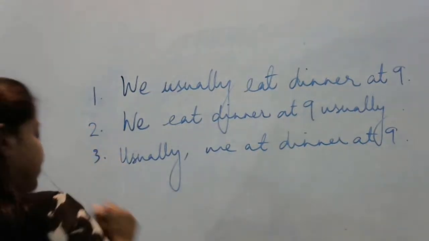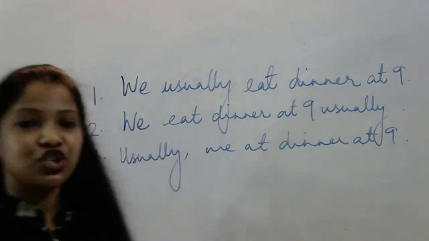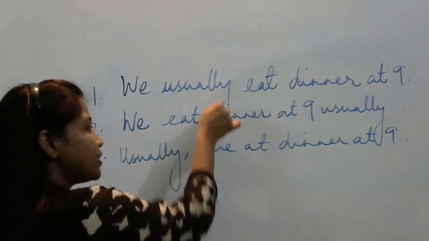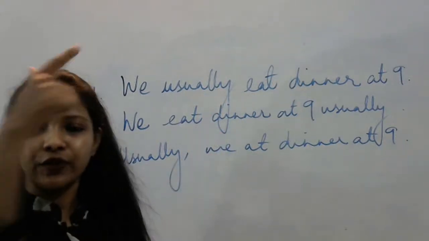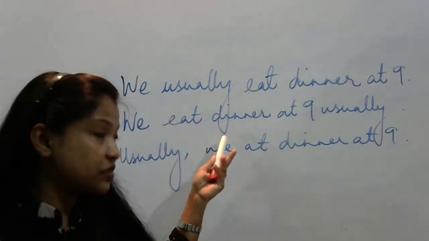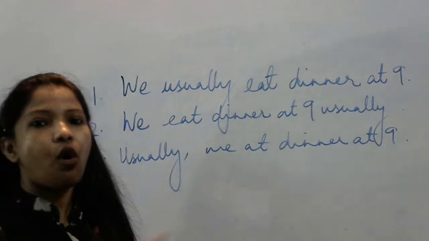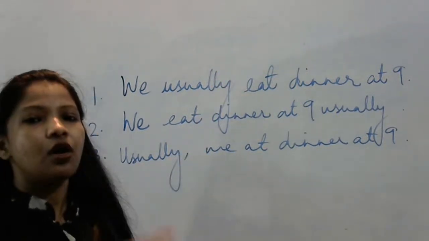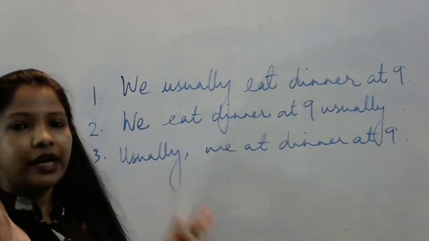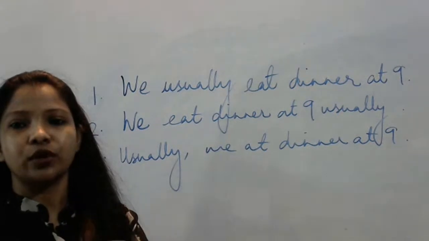Now, sentence 1, sentence 2, sentence 3. Quickly type down and tell me which sentence is correct. What do you feel? Write down 1 if you feel 1 is correct. Write down 2 if you feel 2 is correct. 3 if you feel 3 is correct. Write down all if you feel all are correct. Or if you feel 1 and 3 are correct, write down 1, 3. So let me know which sentence is correct. And by the time, let me drink some water.